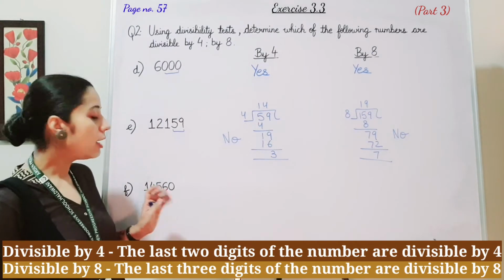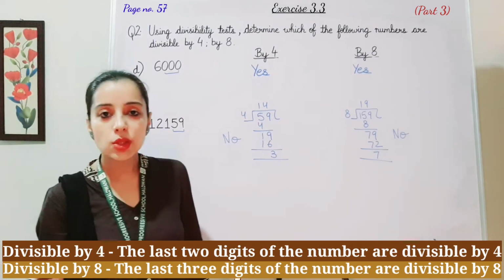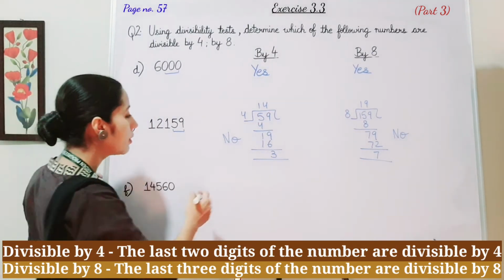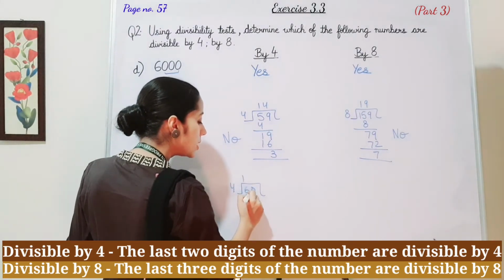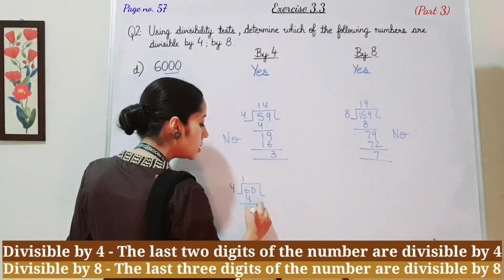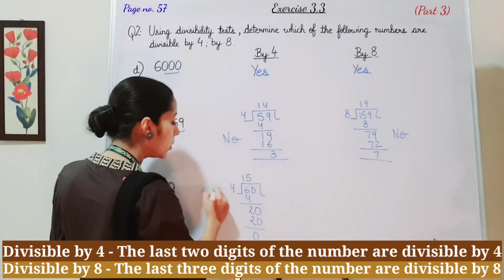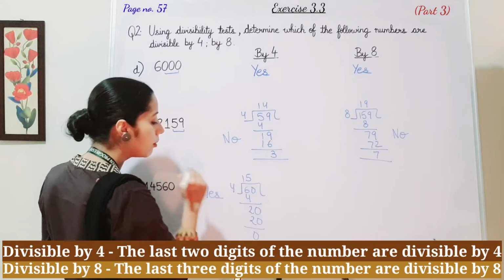Next part, 14560. The last two digits are 60. So divide 60 by 4. 4 ones are 4. Then 2 0. 4 fives are 20. The remainder is 0. So yes, it is divisible by 4.